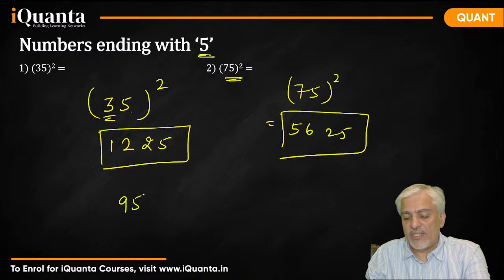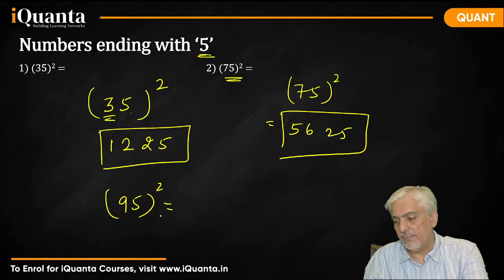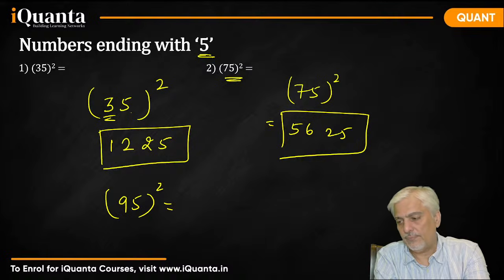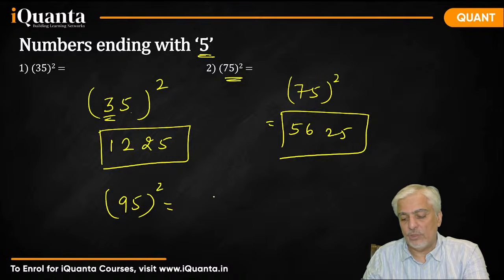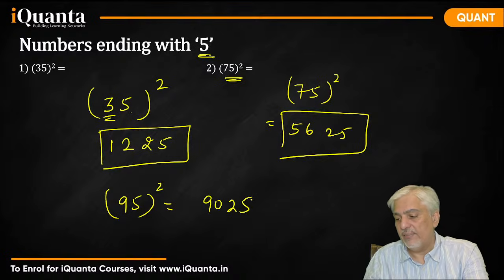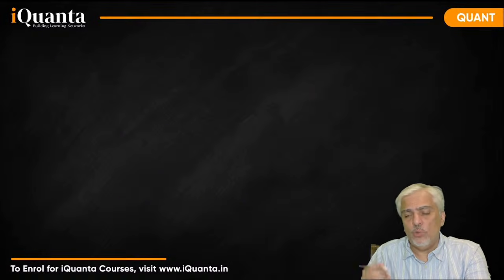Tell me what will be 95 square. Come on, tell me the answer for 95 square. What comes after 9? 9 के बाद आता है 10. So 90 and 25. Can I do with this method?